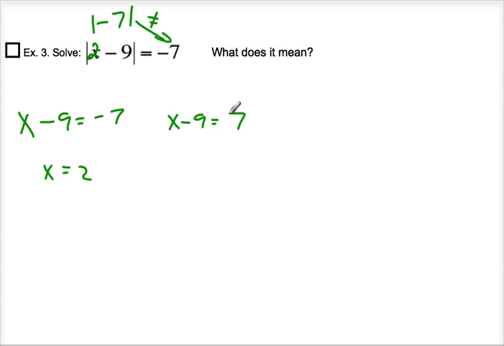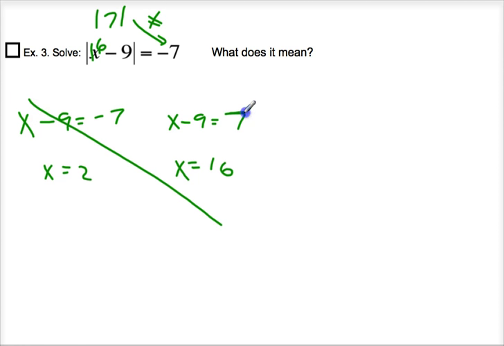Turn around, do the same thing. Flip over the negative 7 to a 7. You get 16. If you plug in 16, you get the absolute value of 7, which is also 7. That doesn't equal negative 7. So in this situation, neither of these work, and the reason is, you should be able to tell before you even do the problem, is you can't take an absolute value of something and get a negative.